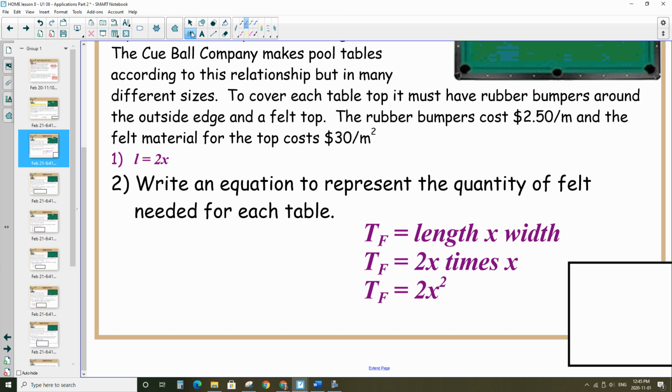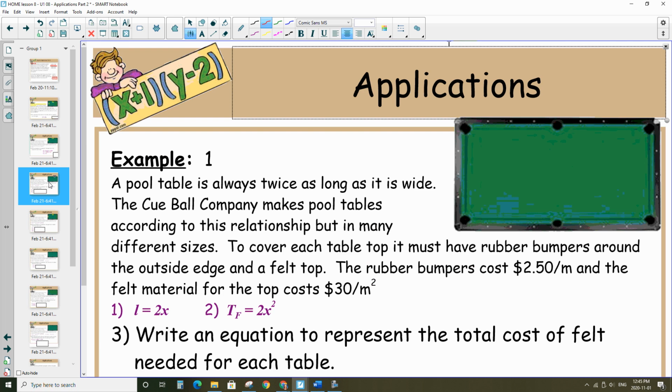Each of the x's has a little 1 as an exponent, and those ones get added together when we're multiplying. So a simplified expression for the total felt, TF, would be 2x squared.